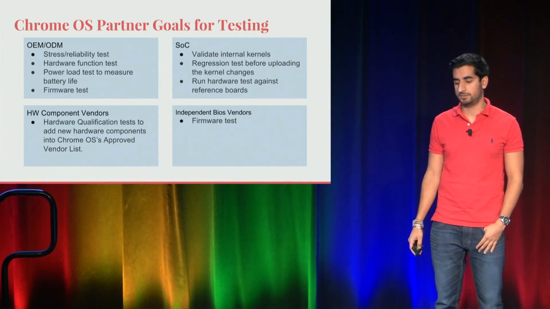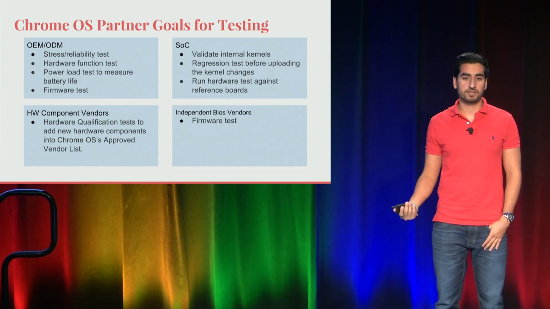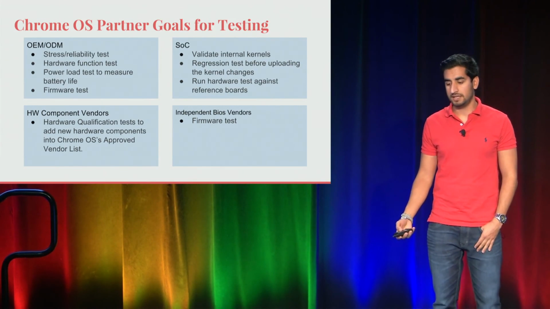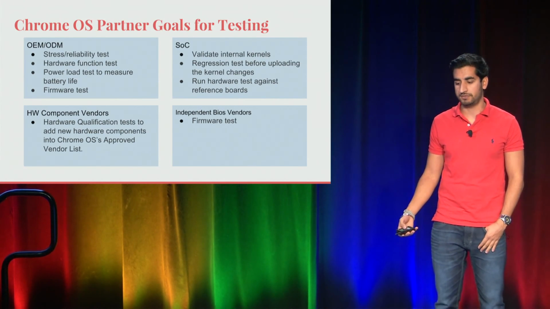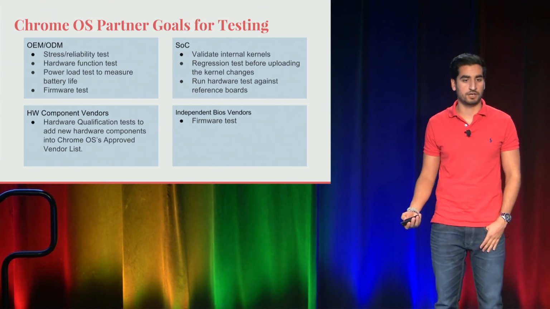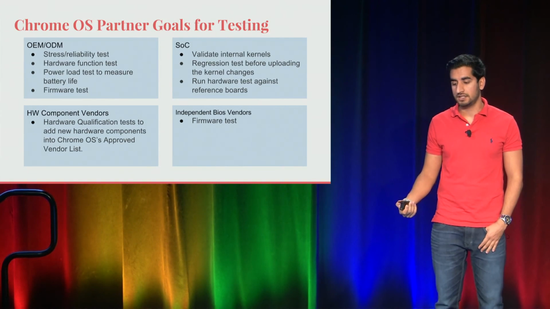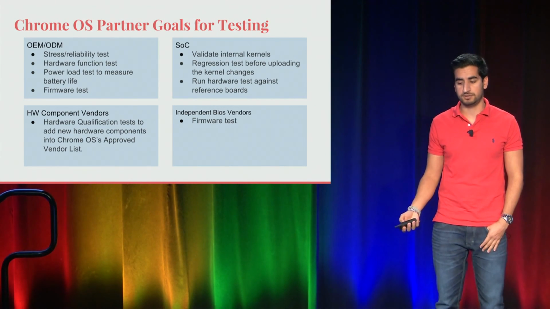So these are a couple basic examples of what our different partners might want to do. OEMs and ODMs are the people who are making the new laptops. They want to start running the BBT on a brand new board, which would be a great way for them to verify how their hardware is doing. They can do stress testing. They might want to do the power load test before they choose a battery. And they also want to make sure that the firmware is correct.